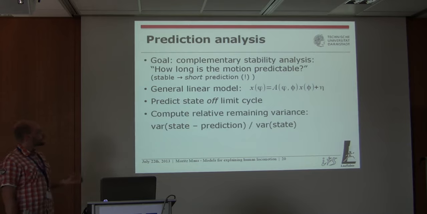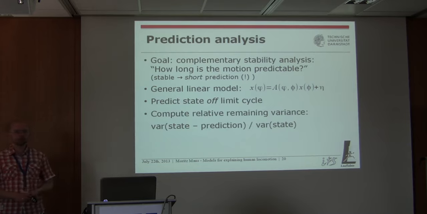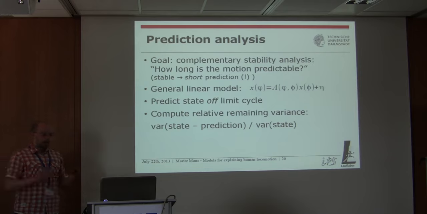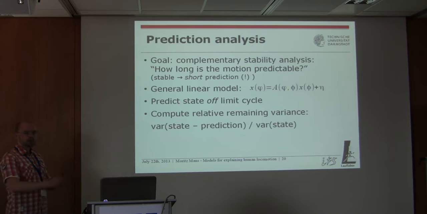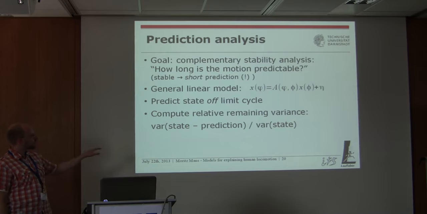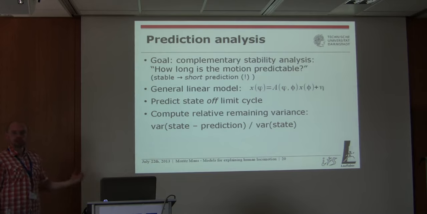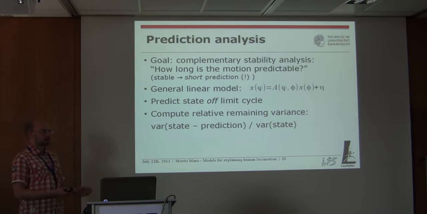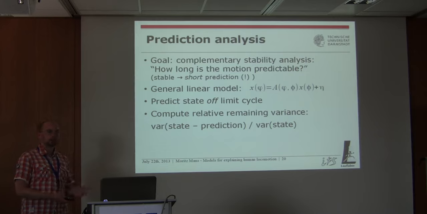As a quantity of interest, it's the remaining variance. So I have a state with a certain variance, difference from the limit cycle squared, and I have a certain prediction from my model. And I compute the variance of the state minus the prediction and compare it to the variance that I have without the prediction. So that tells me how much of the motion I can predict in a single number.